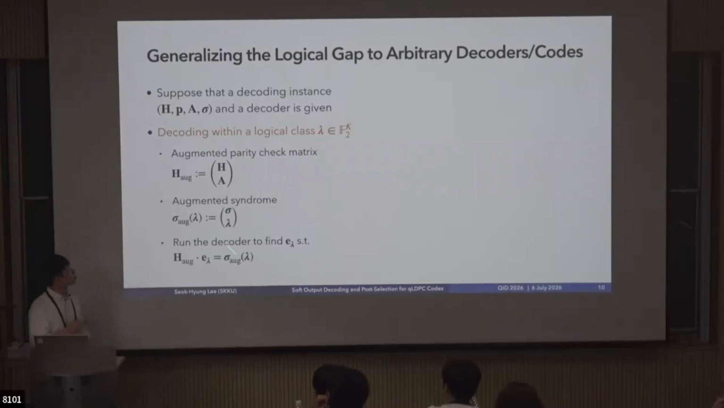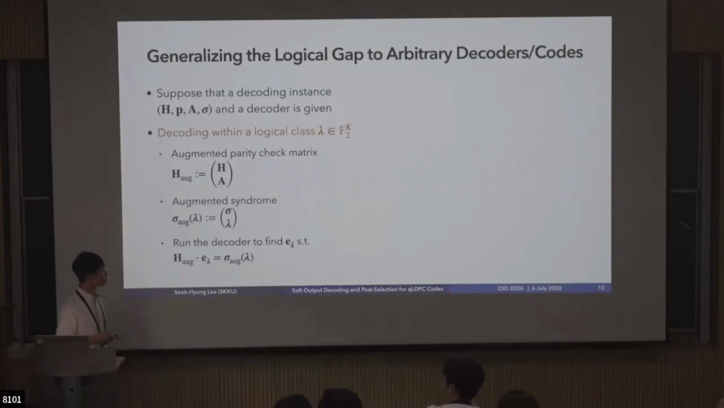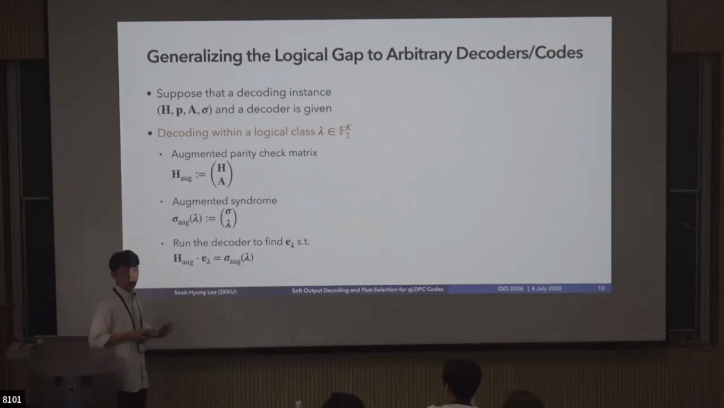And to decode within a logical class, we run the decoder on this augmented parity check matrix and syndrome, like this, to find this fault vector E lambda. By the way, for this decoder we need the second definition of the decoder, the practical decoder, I mean, the decoder that returns the actual correction.